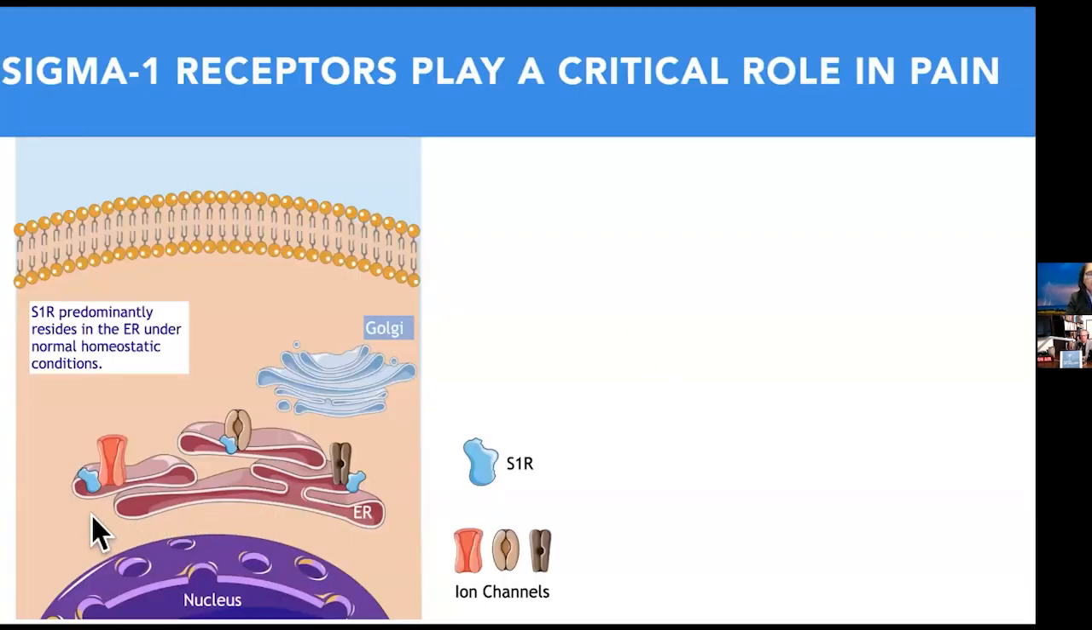So I had this cartoon that I drew up, and the light blue structure here is the Sigma-1 receptor, and it's hanging out in the endoplasmic reticulum in a somewhat quiet state of the cell. And it will buddy up against a number of different ion channels, including NMDA, voltage-gated sodium channels, voltage-gated potassium channels, but most importantly, perhaps, voltage-gated calcium channels. But in a quiet state, they're expressed at very low levels because the cell really isn't doing anything.